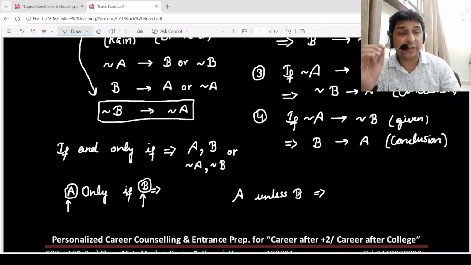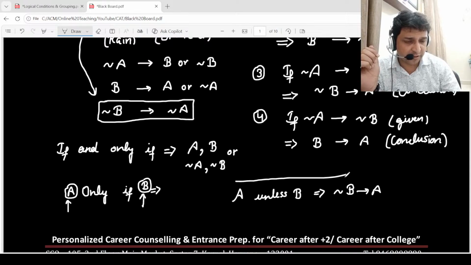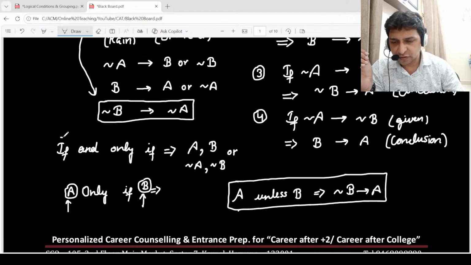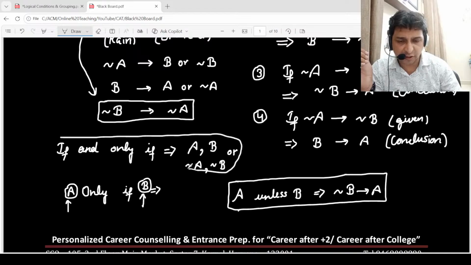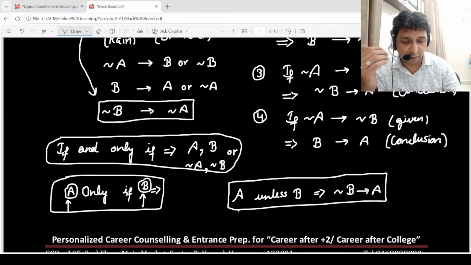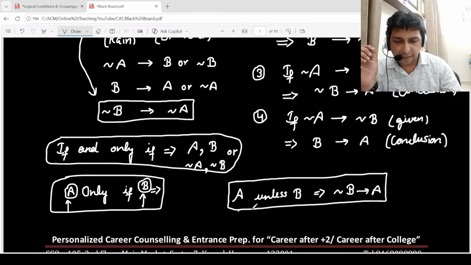Okay. A unless B. Now A unless B means not B implies A. So these are some extra rules where just the nomenclature is different. So this makes good sense, and we should be able to understand it. Now we're going to see the examples of this, how this is going to be applied. Now let's see the next example.